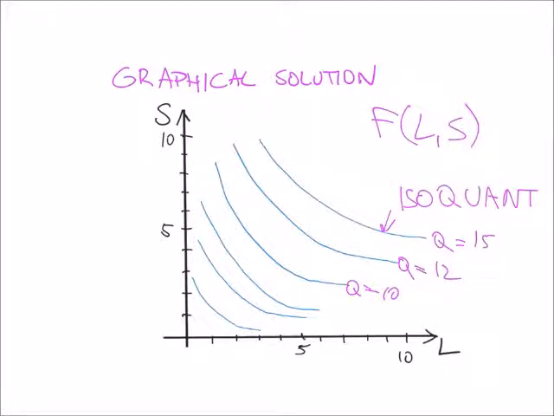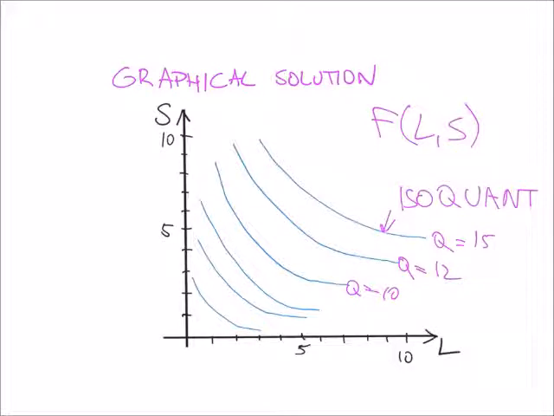So we could describe the production function, the technology, by showing these isoquants. The isoquants are the lines along which quantity is constant. By the way, if you think about it, the relationship between the production function and these isoquants is exactly the same as the relationship between indifference curves and the utility function. These isoquants are level curves of the production function. Okay, so you can think about that.